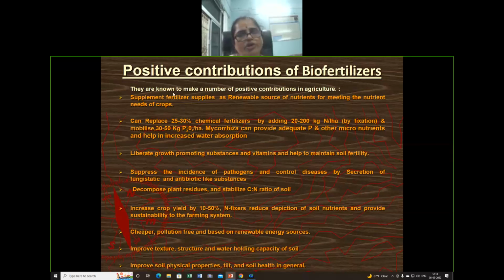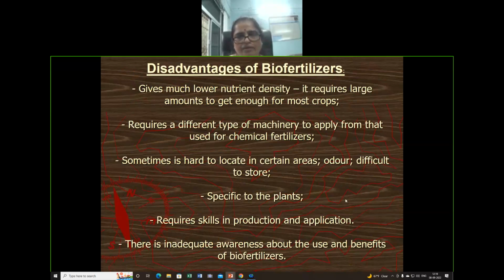Positive contributions of biofertilizers are many, but there is always the other side of the coin. So there are many disadvantages also. My future vision, my future study would be totally emphasized on how to curb these disadvantages and convert them into advantages to use a variety of biofertilizers and biopesticides, because they give much lower nutrient density, that we all know. It is not always that your biofertilizer reaches the root or the required area wherein you want to put it. It requires different types of machinery.